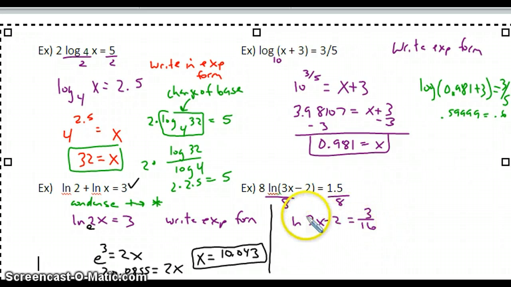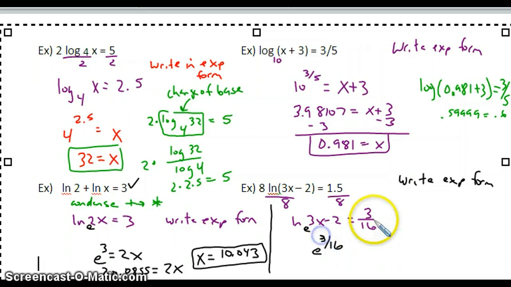So now, thinking about this, natural log equal to a number, we've got to write it in exponential form. And remember, with a natural log, the base is e. So we'd say e raised to the 3/16, because again, this is my exponent, is equal to 3x minus 2. e raised to the 3/16 is 1.206.